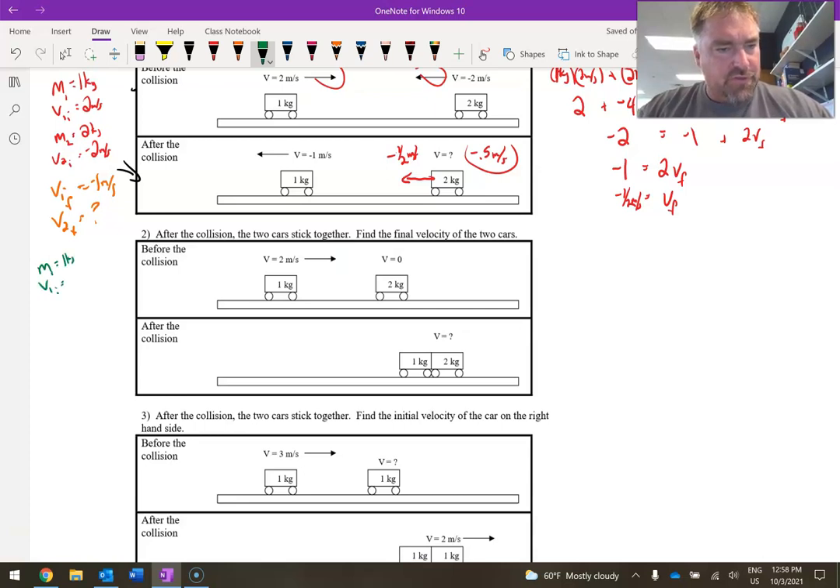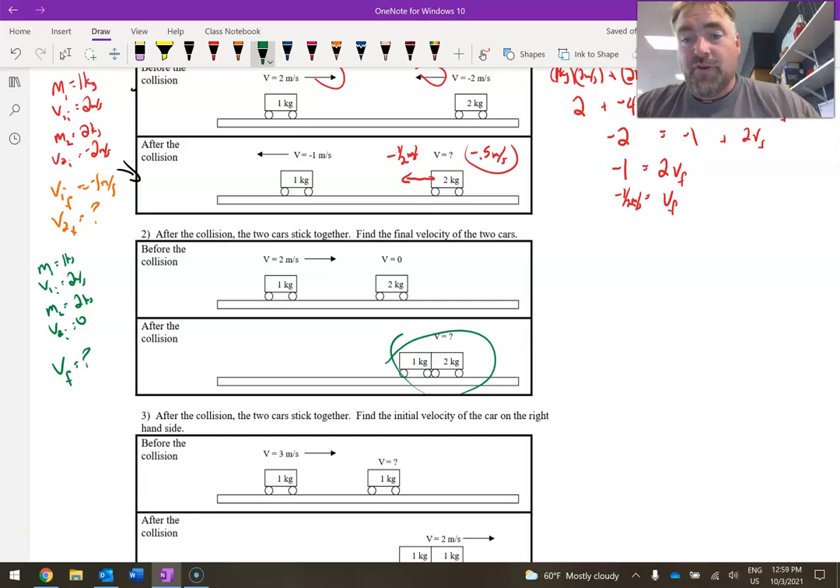V1 initial is equal to 2 meters per second. And now M2 is equal to 2 kilograms. And V2 initial is going to be 0. And then since they hit and stick together, I'm looking for V final. That's my question mark. So V1 final and V2 final, if you will.